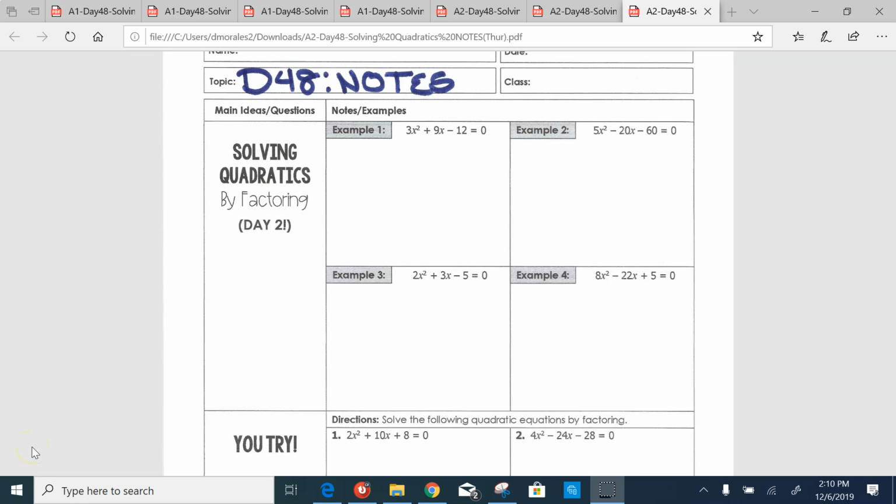Alright, so here are our notes for day 48. And today all we're going to do is work on factoring some more. So what I'm going to do is a few examples for you.